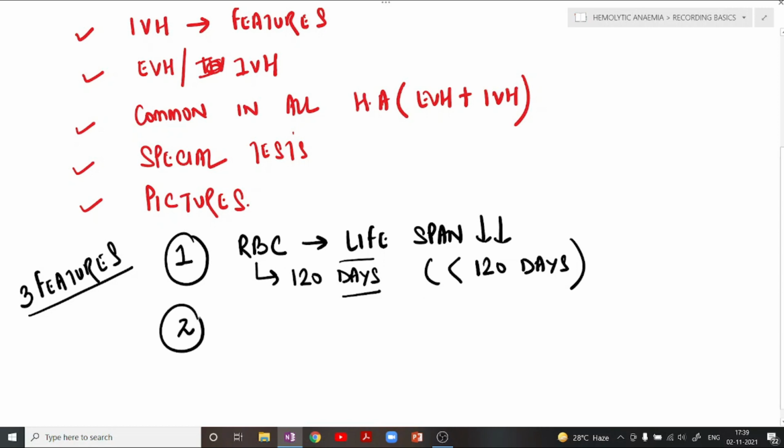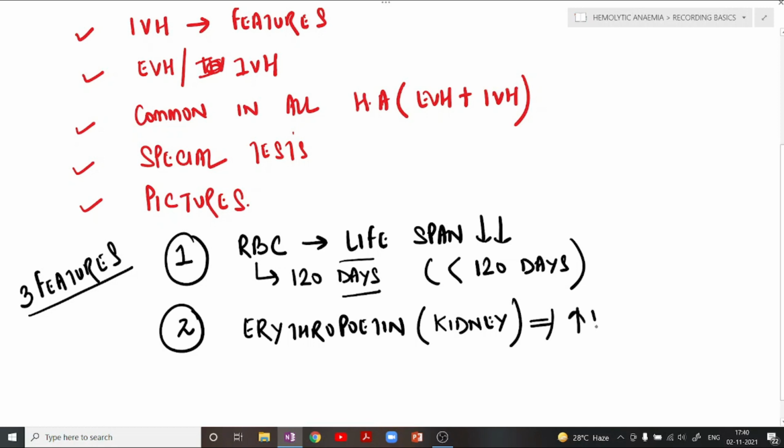Let us see the second important feature of hemolytic anemia. Because RBCs are being destroyed and the level of RBCs is going down, the body thinks that we are having fewer RBCs, so why not increase the production? How does the body increase production of RBC? It increases the secretion of the hormone erythropoietin. You all know the major source of erythropoietin in our body is the kidney. So the kidneys are stimulated to increase the secretion of erythropoietin.